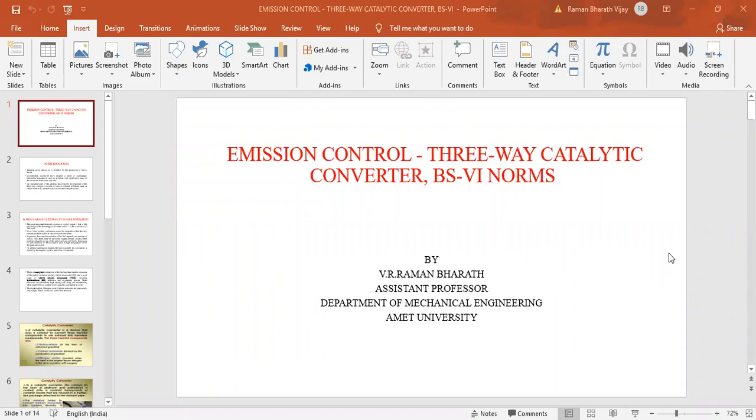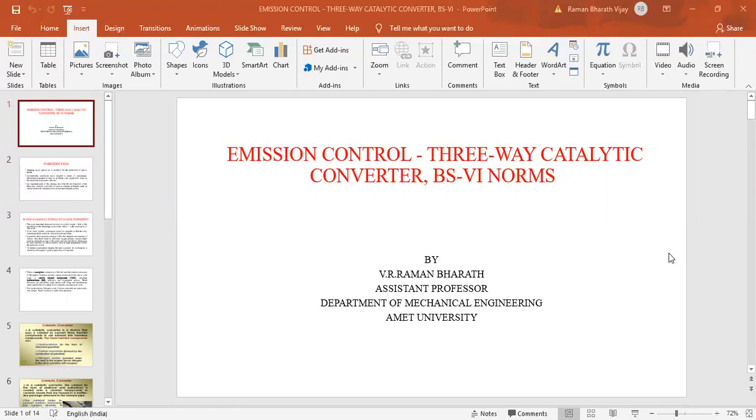In this class, we will discuss emission control, the three-way catalytic converter, and the BS norms. So we have to know what is emission and what is pollution first. Any vehicle that exhibits exhaust gases, either a two-wheeler or a four-wheeler, either a petrol engine or a diesel engine, emits some exhaust gases. These exhaust gases which have been emitted, we call it emission.